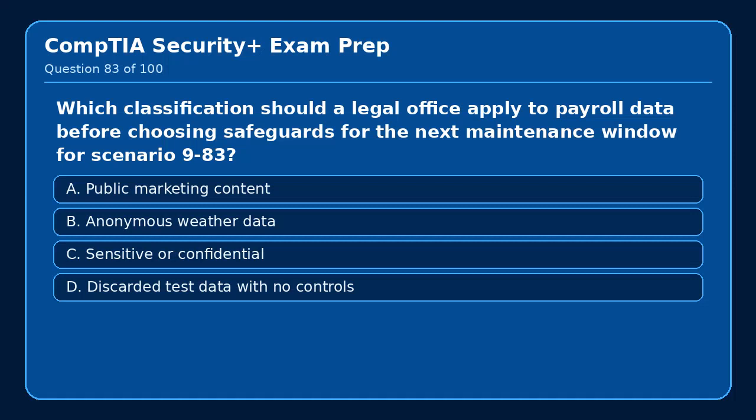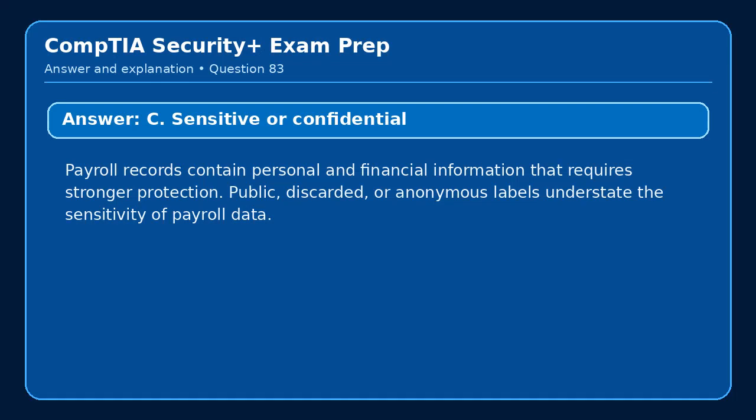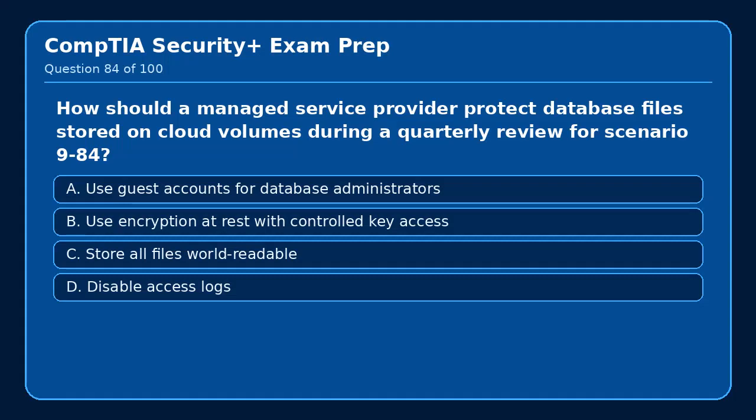Question 86. Which analysis helps a city agency identify critical processes and acceptable downtime after a recent audit finding for scenario 9-86? A. Packet fragmentation test. B. Business impact analysis. C. War driving survey. D. Password reuse check only. Take a moment to choose your answer. The answer is B. Business impact analysis. A BIA maps business processes to impact, recovery priorities, and downtime tolerance. Wireless surveys, fragmentation tests, and password checks do not define business recovery priorities.